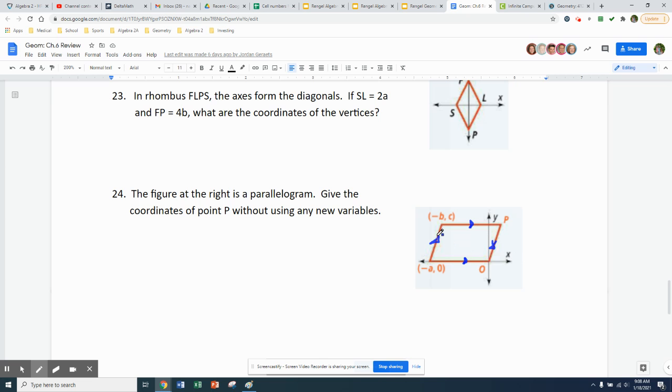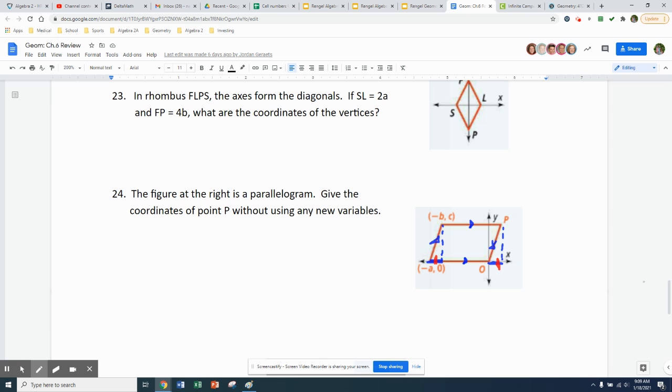But what the parallel sides also mean is that if you check this distance right here, if I go straight down from negative b, this distance is going to be the exact same thing as this distance right here. Because of how a parallelogram is set up, the angle of those sides is going to make this little segment congruent to this little segment right here.